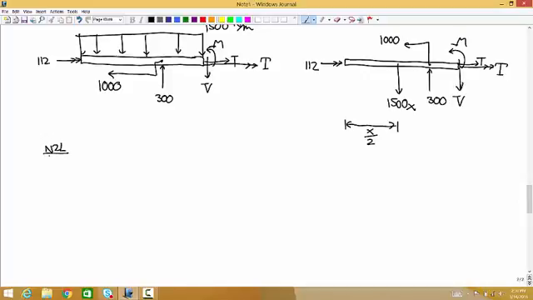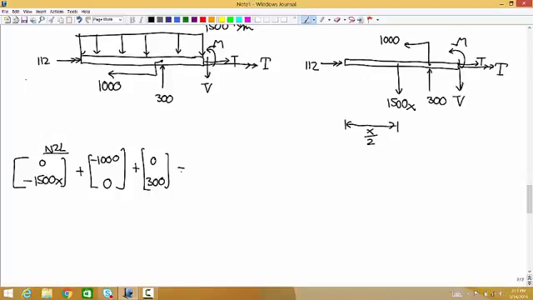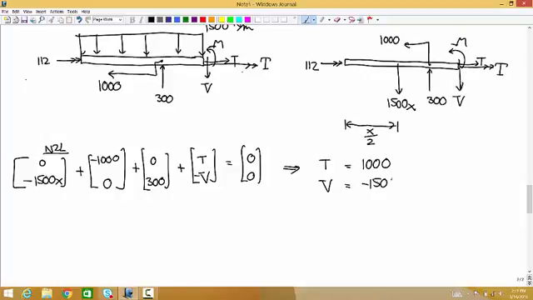So Newton's second law says 0, negative 1,500x plus negative 1,000, 0, plus 0, 300, plus T, negative V is equal to zeros. So T is equal to 1,000. V is equal to negative 1,500x plus 300.